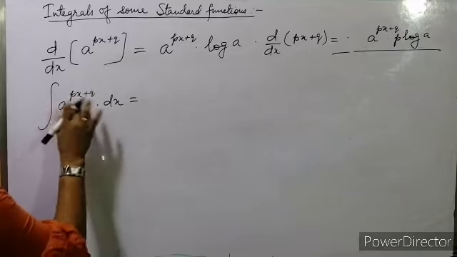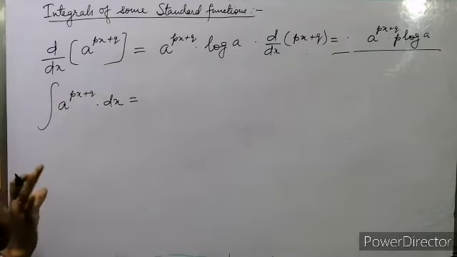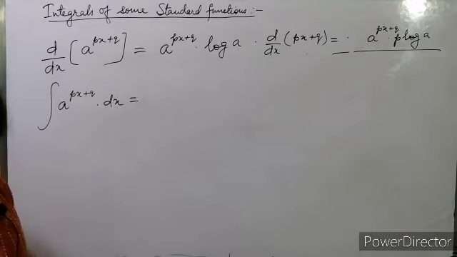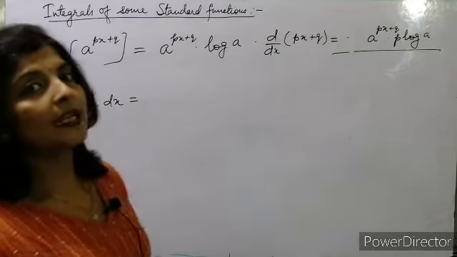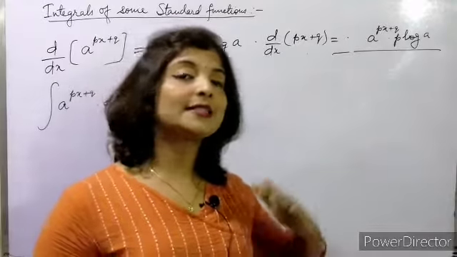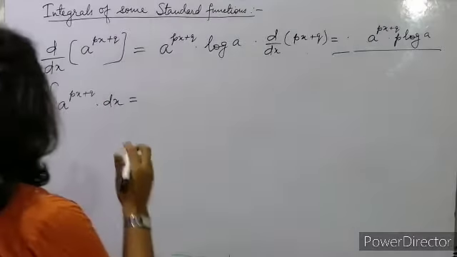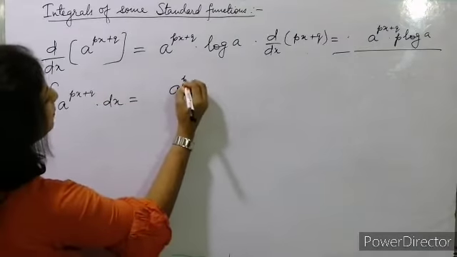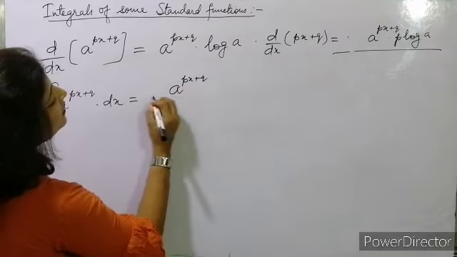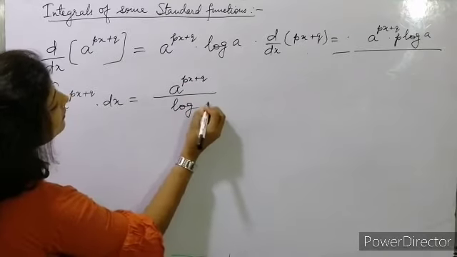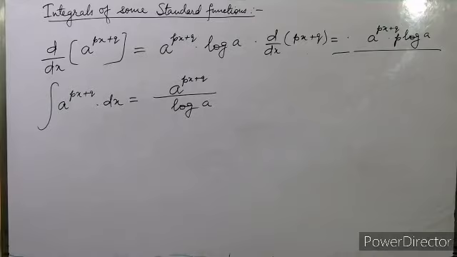If we take a to the power x, what was it? After integrating a to the power x, what were we getting? We were getting a to the power x divided by log of a. So first of all here we will write a to the power px plus q divided by log of a. Okay, this value we will write.